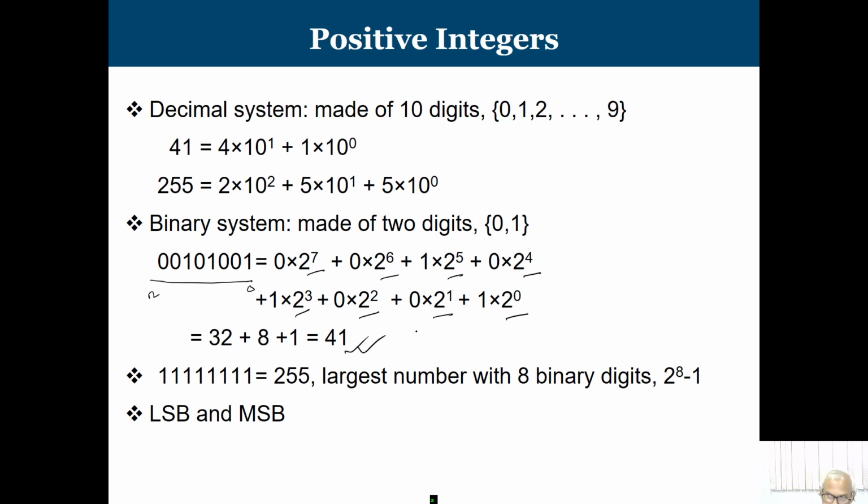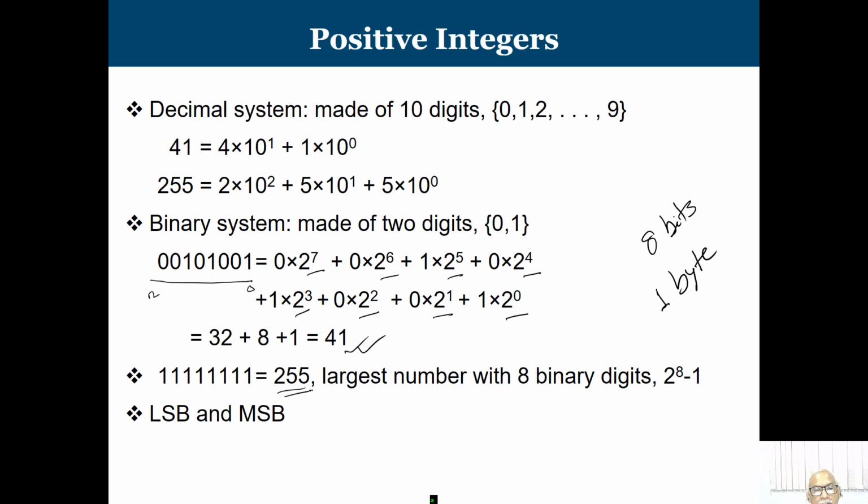The largest number will be, if all are ones, then this is 255, which is the largest number that can be represented with the help of 8 bits. And I have already mentioned that when we work with 8 bits together, generally I said this is 1 byte of information. So when we work with 1 byte of information, this 255 in decimal is the largest number that we can represent.